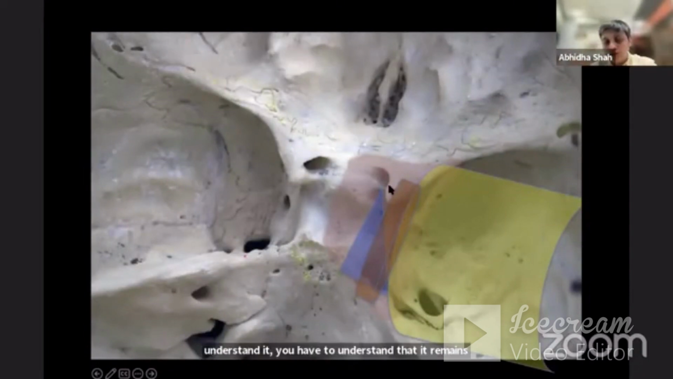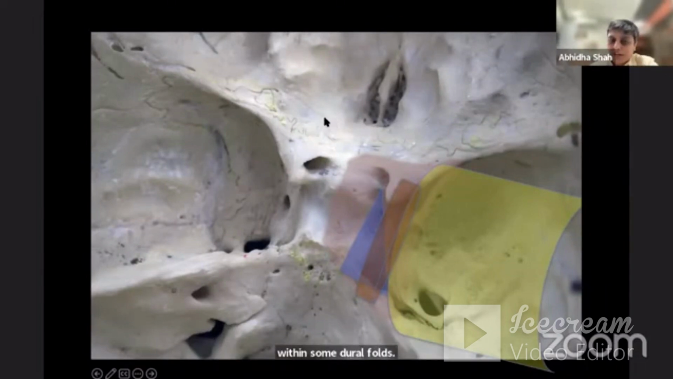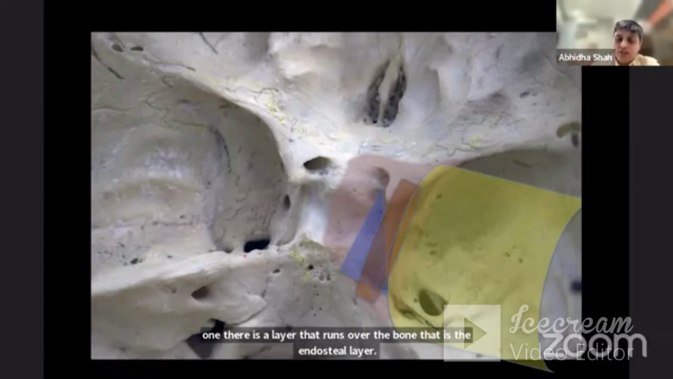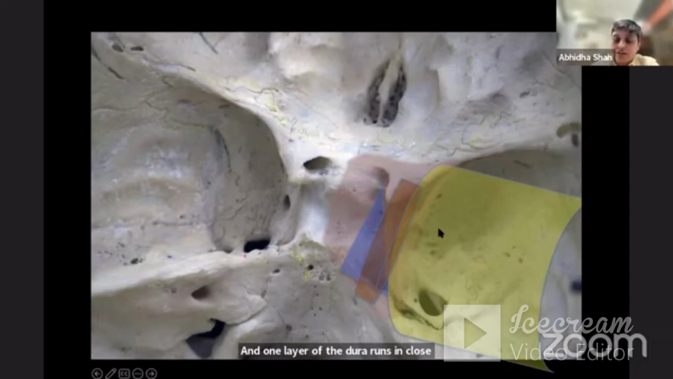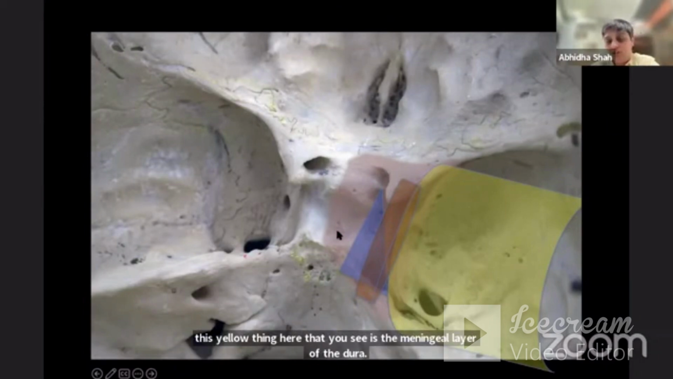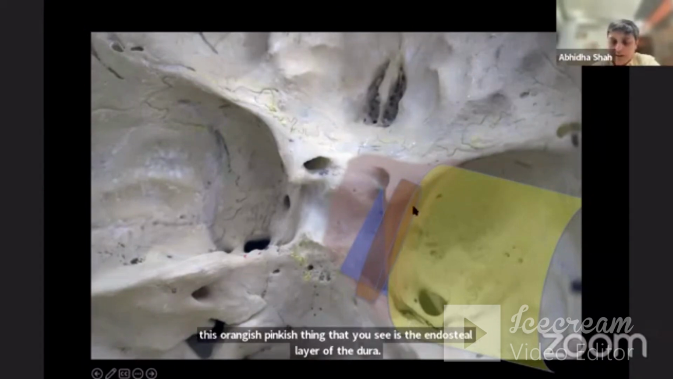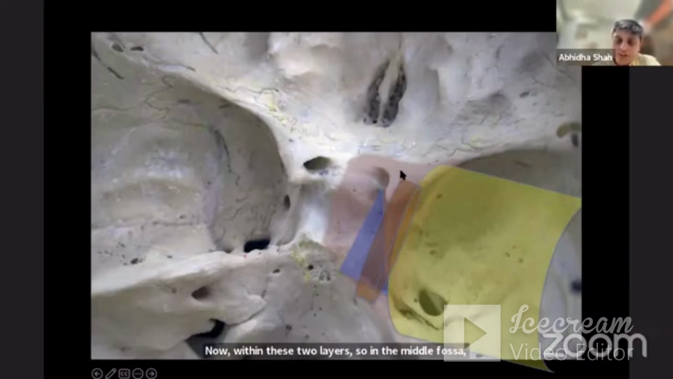As Dr. Eduardo was explaining, there are two layers of dura. There is a layer that runs over the bone, that is the endosteal layer, and one layer of the dura runs in close connection with the pia and the arachnoid, and that is the meningeal layer. This yellow thing here is the meningeal layer of the dura, and this orangish pinkish thing is the endosteal layer of the dura. Within these two layers, in the middle fossa, this part of the meningeal layer and this part of the endosteal layer split. And within this split of the dura lies the cavernous sinus.